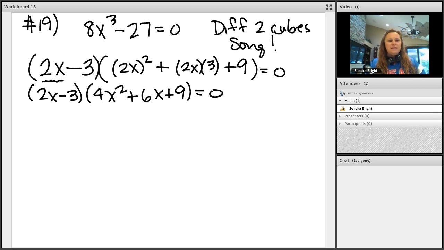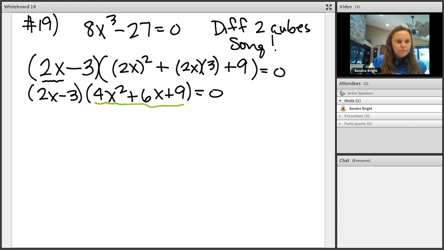Now what will happen every single time is this second factor right here is always going to be what we call an irreducible quadratic, and that means that you have to use quadratic formula for it because you're going to get 2 imaginary answers. I know you're looking at that and you're probably like, oh, I can come up with 2 numbers that I can factor that. No, it will never factor. It will absolutely always be 2 imaginary answers.